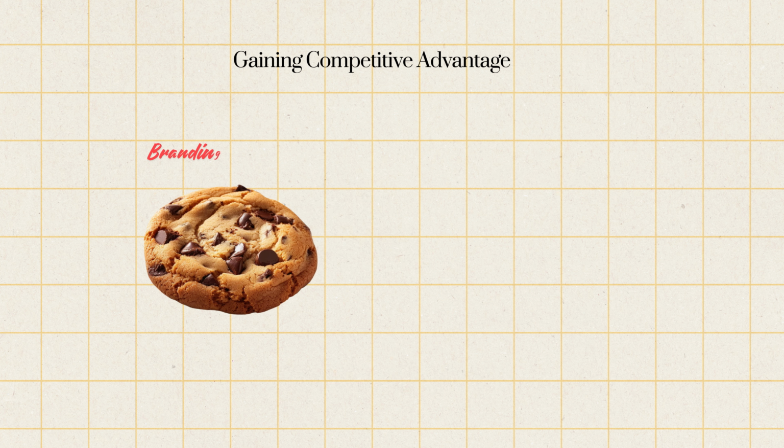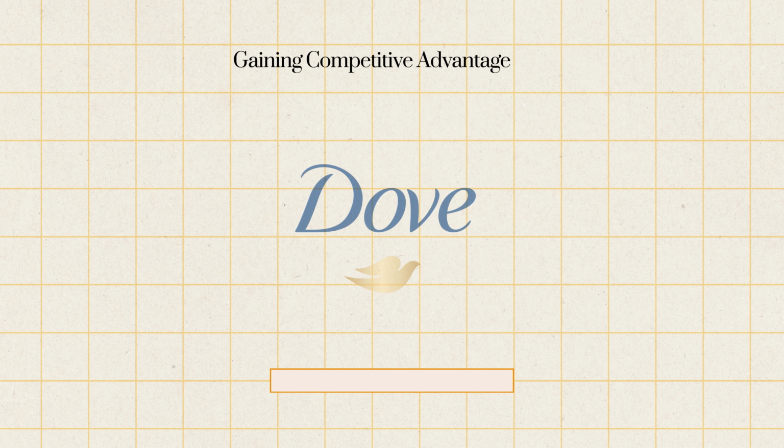Next is branding and positioning to establish a strong market presence. To build brand and position in market, she used her journey, values, visual identity. For example, Dove. Let's look at Dove's ad.